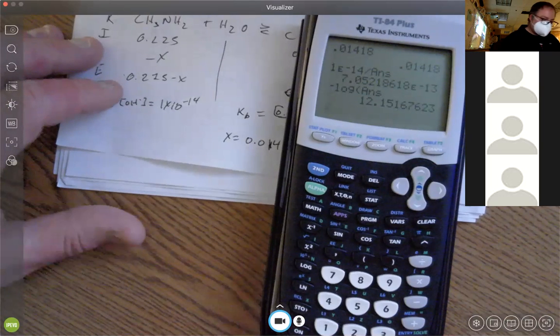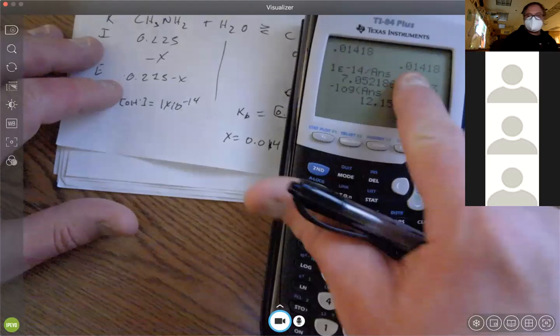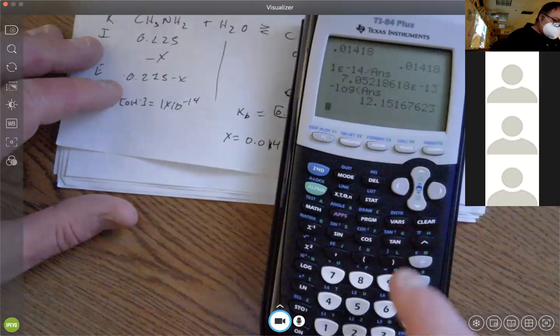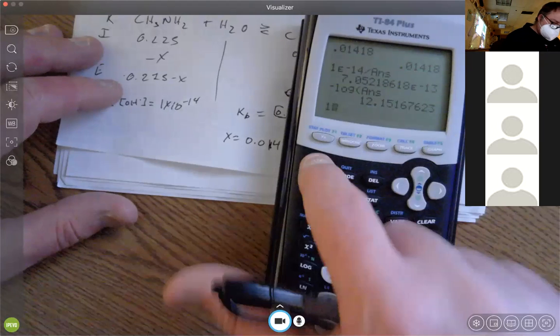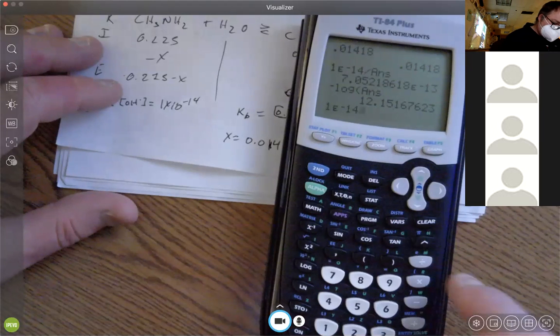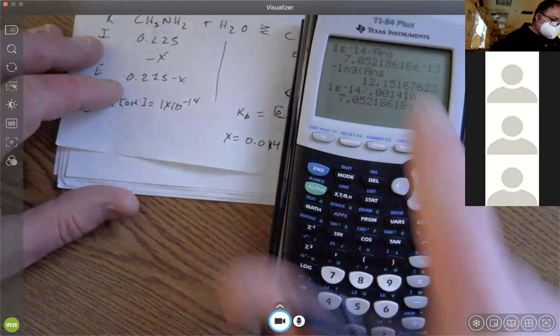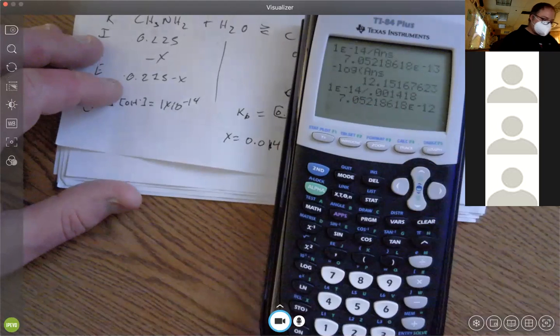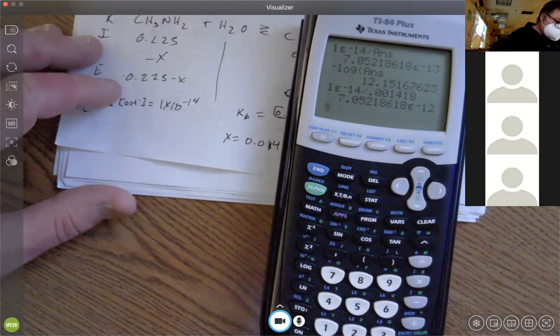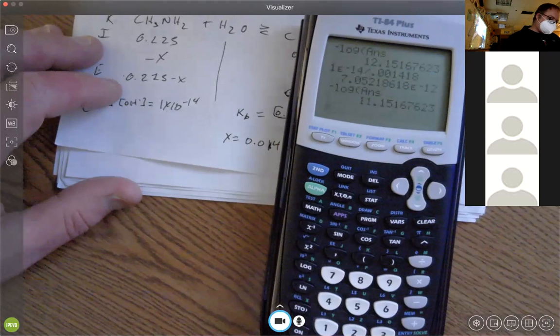I missed a zero up here. That's going to be wrong then. Let's do that. 1 times 10 to the negative 14th divided by 0.001418. There we go. And then we take the negative log of this. We get 11.15. There we go.